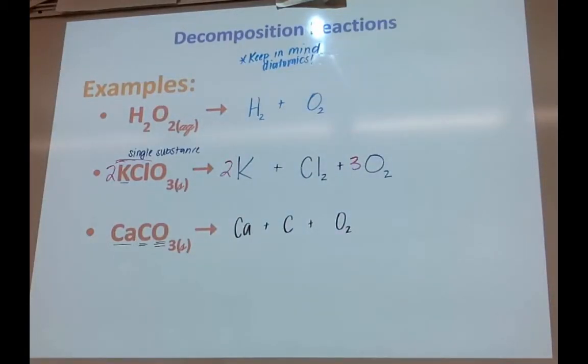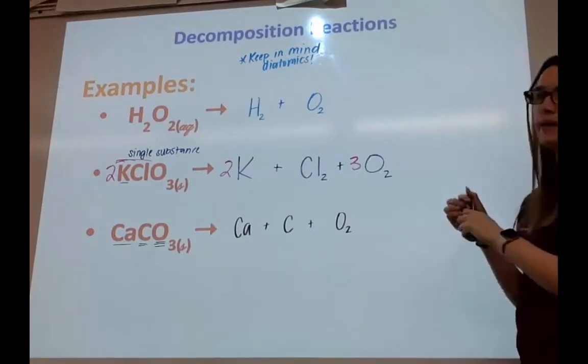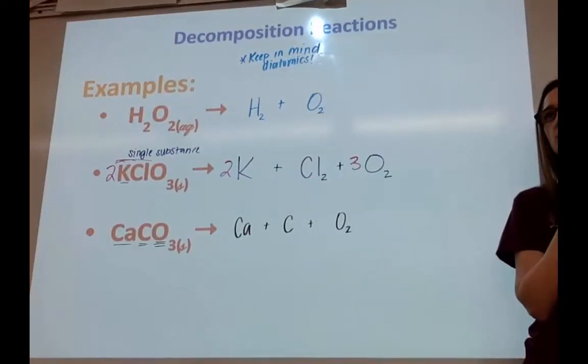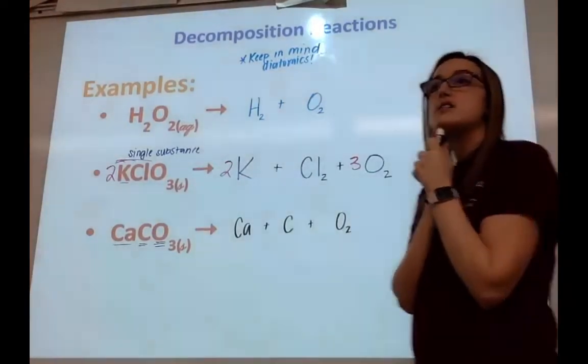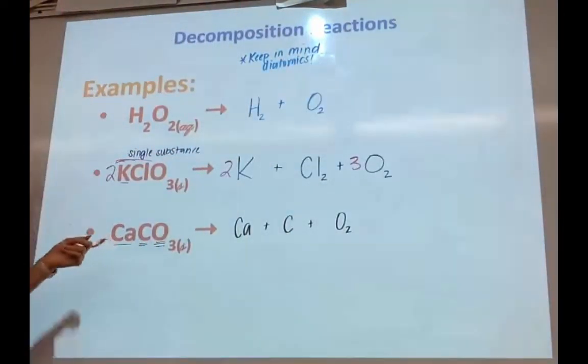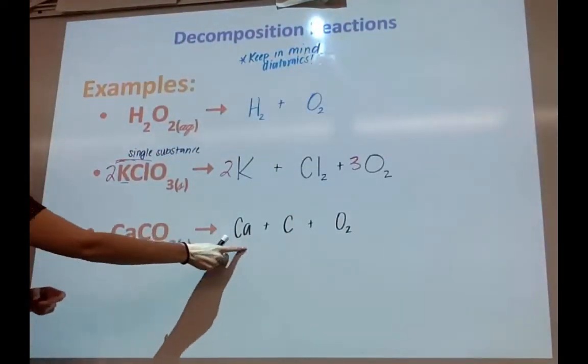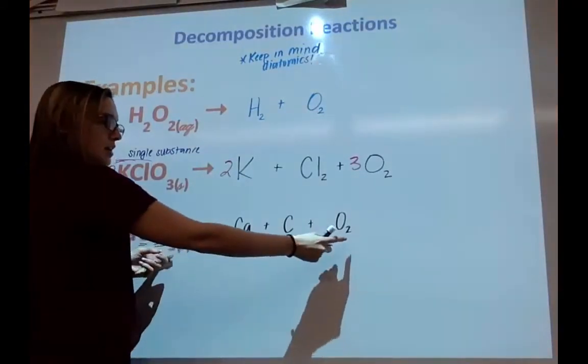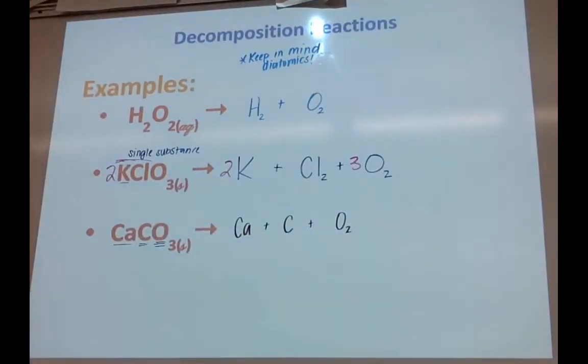So you break it up into its elements. The 3 elements that make this up are calcium, carbon, and oxygen. Oxygen is diatomic, so it exists as O2. Then you can balance. 1 Ca, 1 Ca, 1 C, 1 C. 3 O's, and 2 O's. Oxygens are not balanced.